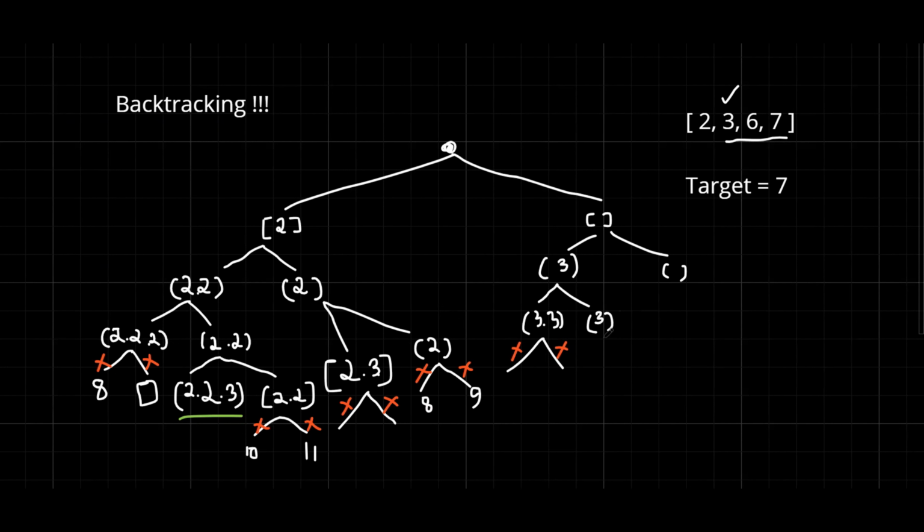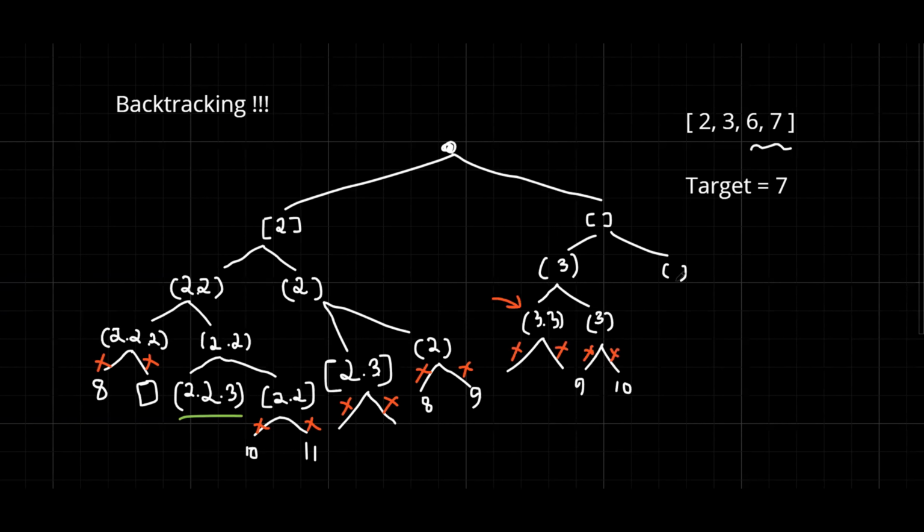Now, from this 3, we cannot include a second 3 here because we have already included it here. Now we have 2 choices. We can either take 6 or we can take 7. So if we take 6 or 7, our summation will become greater than 7. Because if we take 6, our summation will become 6 plus 3, 9. And if we take 7, our summation will become 3 plus 7, which is 10. Both of them are greater than 7. So we cannot include any other value here.